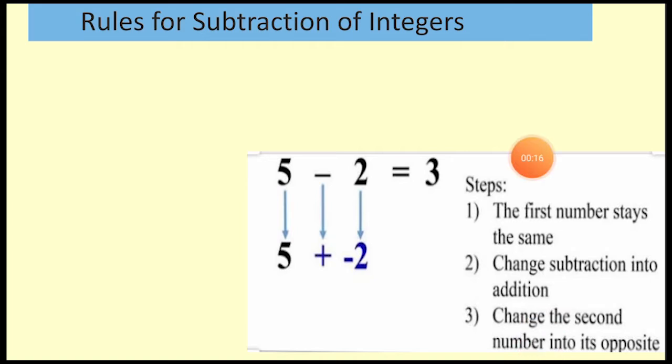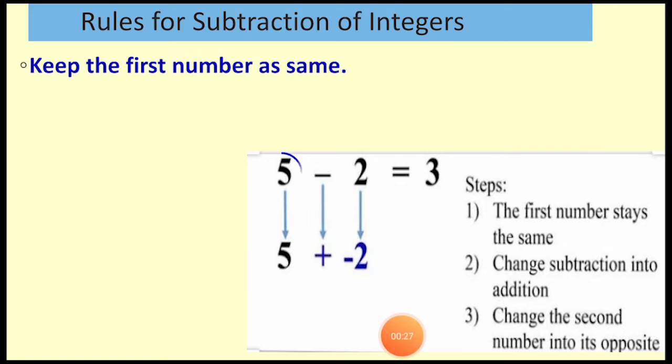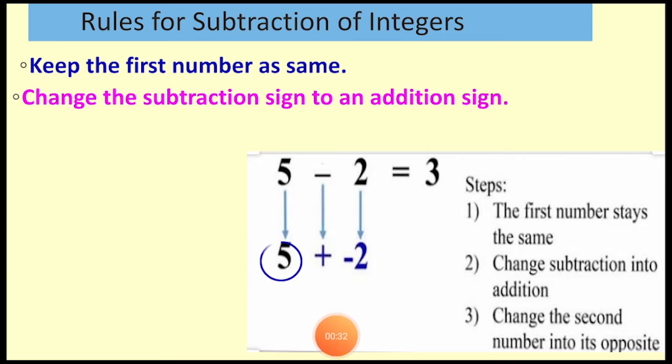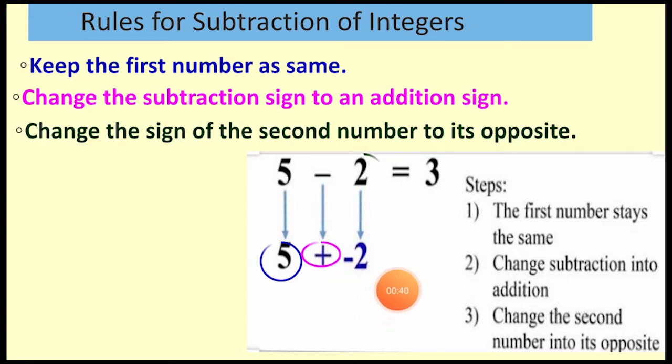See here, we have a question: 5 subtracted with 2 equals 3. So children, when we look at the subtraction of integers, as per the rule, we keep the first number as it is, and then we change the subtraction sign to an addition sign. Then comes the third rule: change the sign of the second number to its opposite. You can see here we were having plus 2, and as per the rule, we have made it minus 2.